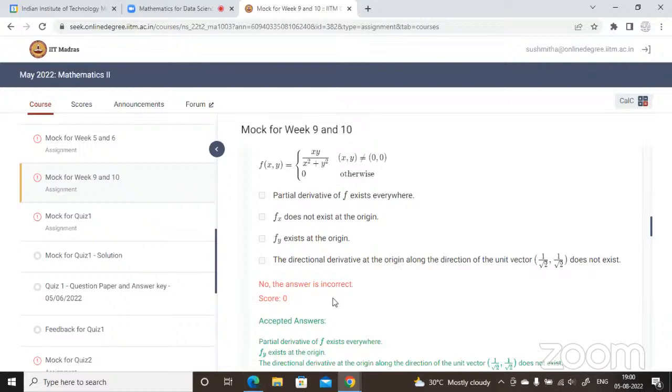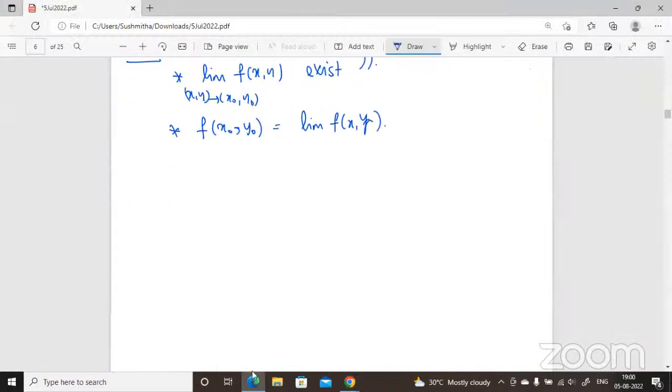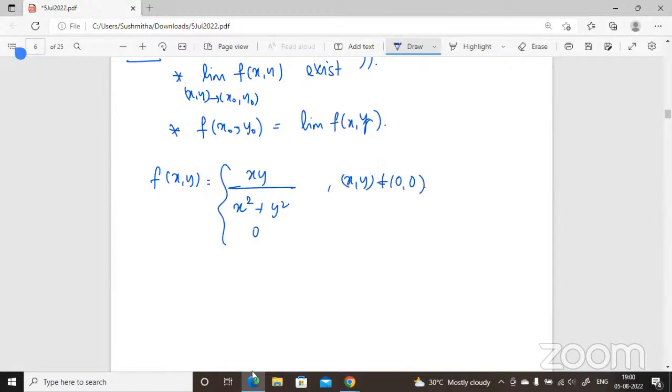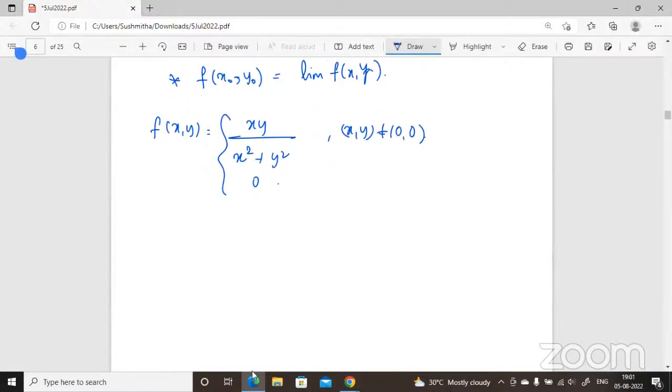Can we solve this question and see how this works? Yeah, I'll just solve it for the last option. Okay, so the function is xy by x squared plus y squared when (x, y) is non-zero, along the direction 1 by root 2, 1 by root 2, and at the point 0, 0. This is the direction. So how will we find the directional derivative?